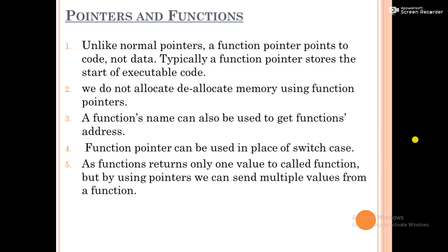So next one is pointers and functions. Unlike normal pointers, a function pointer points to code, not to data. When we assign a pointer variable to a variable, it points to the address of that variable, not to the value of that variable. We do not allocate or deallocate memory using function pointers. The function name can also be used to get the function's address. Using these address pointers, we can also get the function address. Function pointers can be used in place of switch cases also.